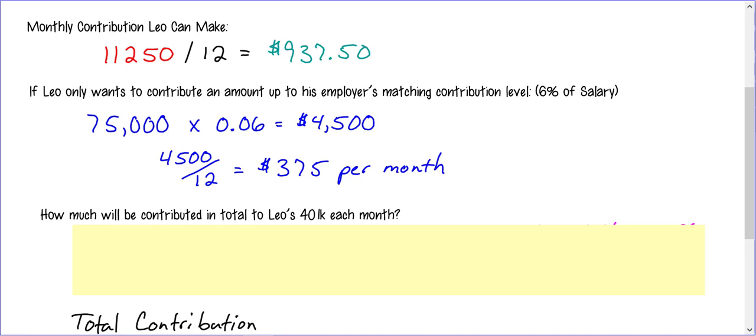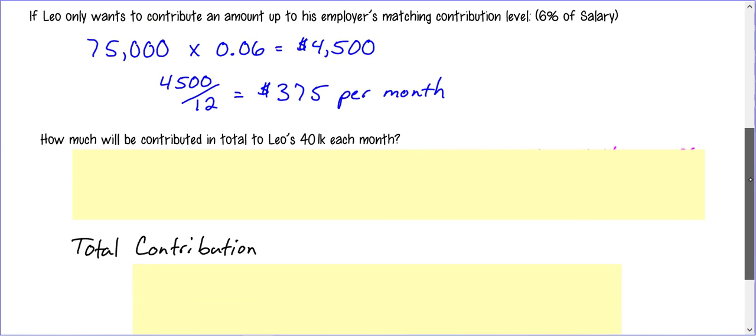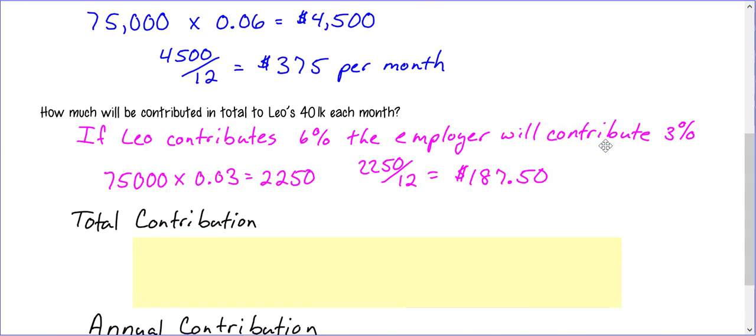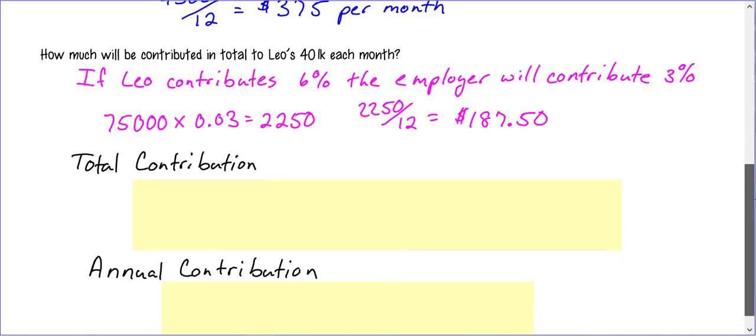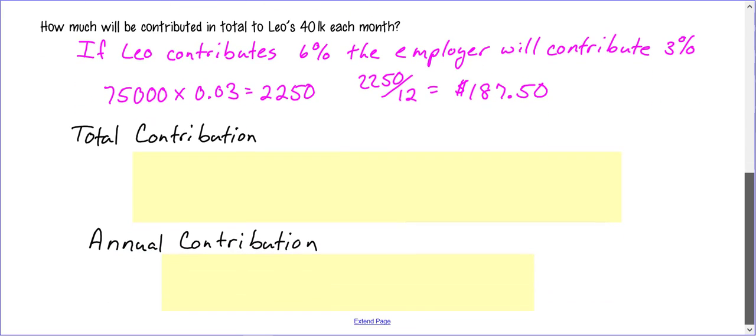So basically, if Leo contributes 6%, the employer will contribute half of that, which is 3%. So 75,000 times 3% is 2,250. Divide that by 12. The employer would contribute $187.50. Now, what would be the total contribution together?